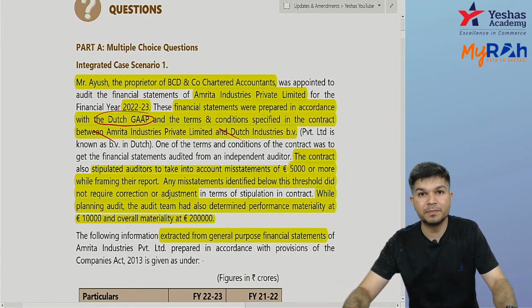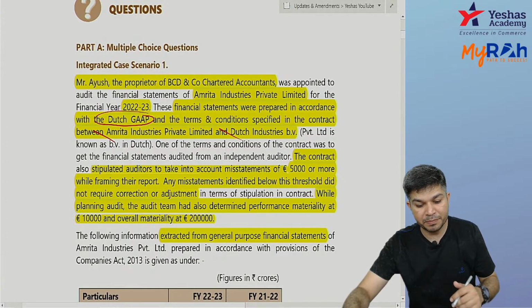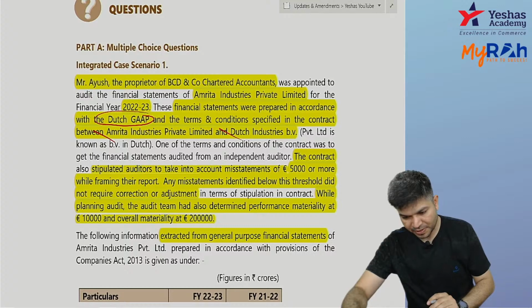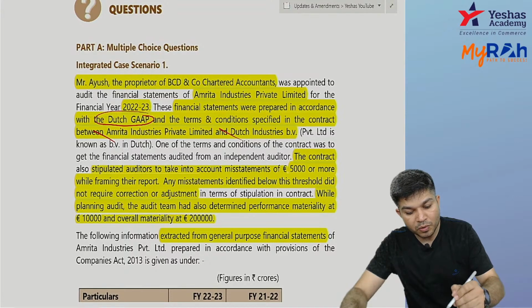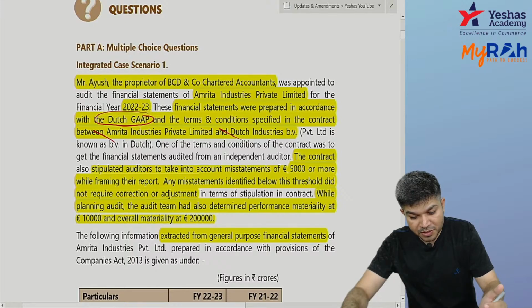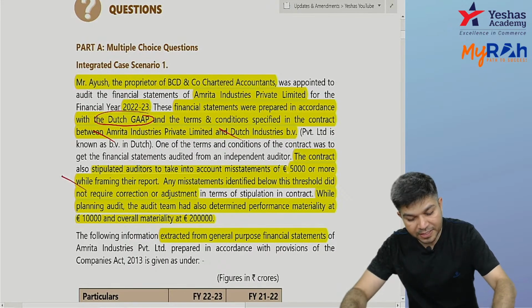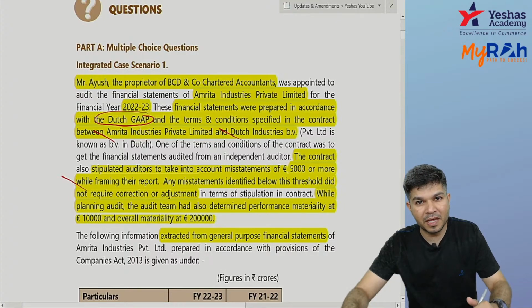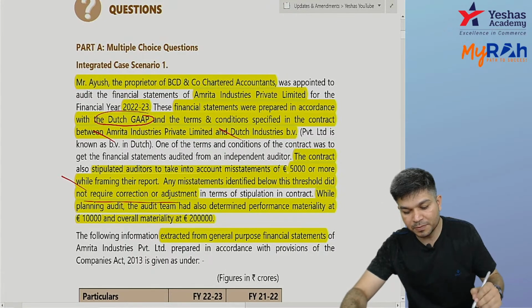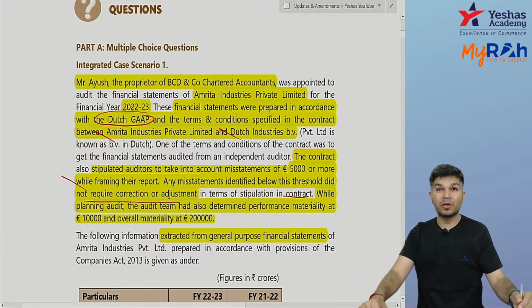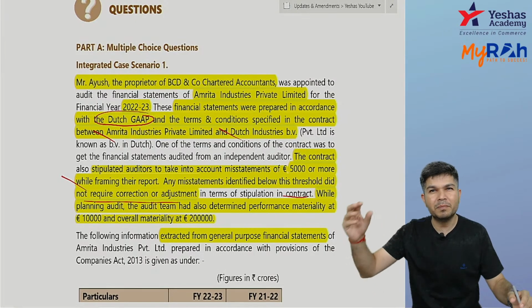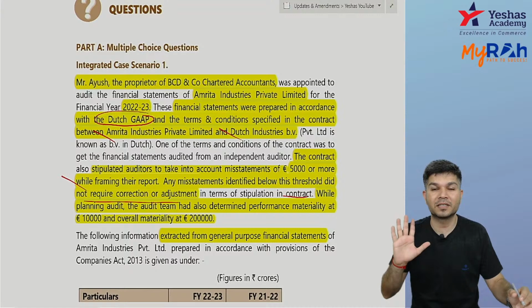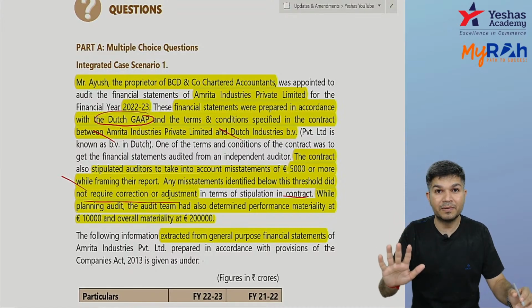So we have some tie-up with a Dutch company and the financial statements have been prepared as per Dutch GAAP. The contract stipulates the auditor to take into account misstatements of, I assume it's dollars, $5,000 or more. Below that, if any misstatements are less than $5,000, no correction or adjustment is required as per the contract. The contract is telling you that any misstatements of $5,000 or more you consider, below that you can ignore. That is as per the contract. So this is a level given as per the contract.